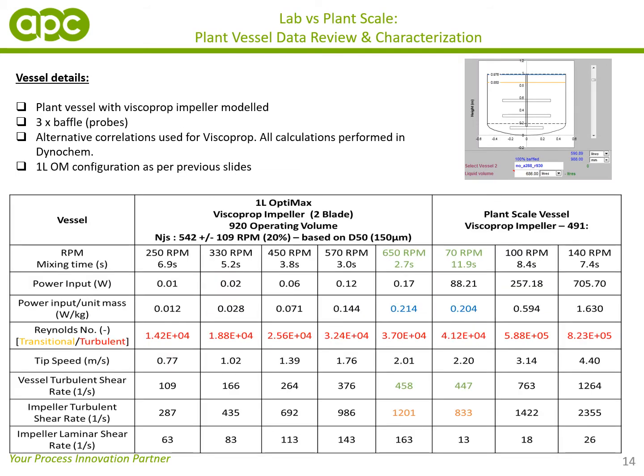We then looked at the plant scale reactor. Similarly to the 1 liter setup, we looked at the same engineering calculations, and we used the same RPM range we looked at previously, from about 70 RPM to 140 RPM on the plant reactor. When we looked at the output within Dynochem from these two setups, the only two stir speeds that were similar in delivering a power input per unit mass were about 650 RPM on the 1 liter reactor and about 70 RPM on the plant scale reactor. You can see the power input per unit mass was roughly about 0.2 watts per kilo. It also gave fairly similar vessel turbulent shear rates and similar-ish impeller turbulent shear rates.